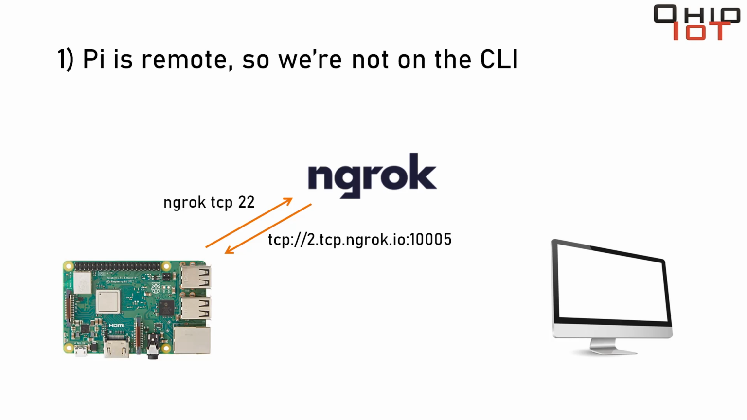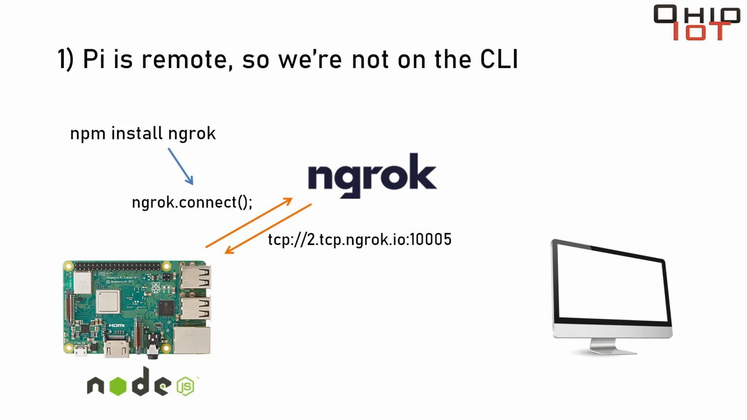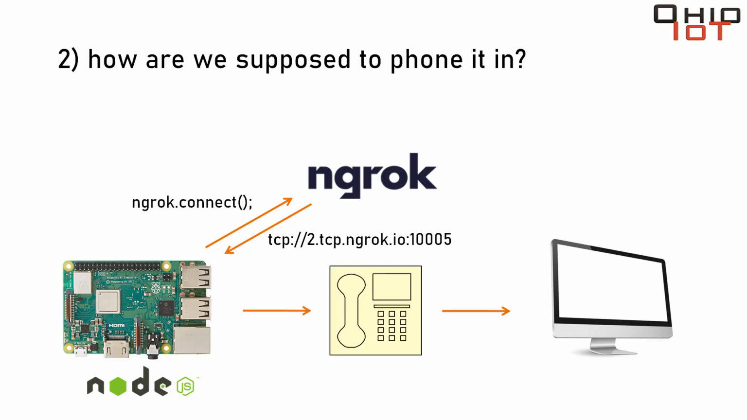There is an npm package, so we're going to install Node.js on this Raspberry Pi. We're going to get an app going. We're going to npm install Ngrok, and this command line changes from ngrok tcp 22 to just ngrok connect, which can be called programmatically. The second question is, how are we supposed to phone this in? How are we going to get back to our local computer?